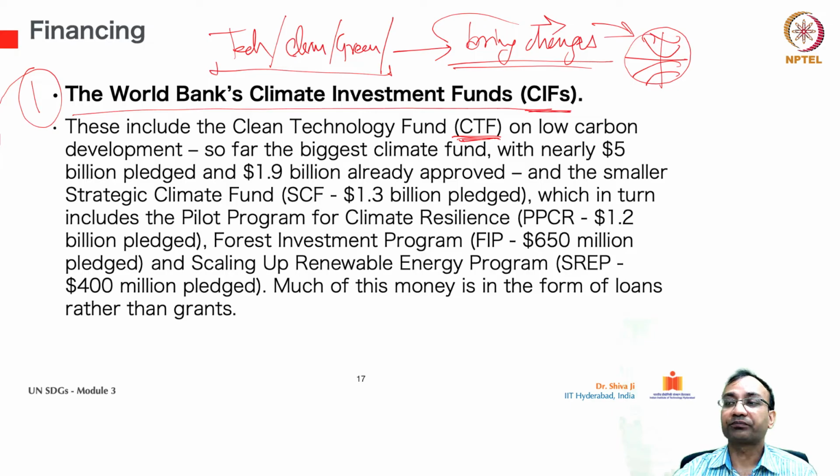On low carbon development, so far the biggest climate fund has nearly $5 billion pledged and $1.9 billion already approved, and the smaller Strategic Climate Fund, SCF, has $1.3 billion pledged, which in turn includes the Pilot Program for Climate Resilience, PPCR, $1.2 billion pledged, the Forest Investment Program, FIP, $650 million pledged, and the Scaling Up Renewable Energy Program, SREP, $400 million pledged. Much of this money is in the form of loans rather than grants. So that is also another point to note over here.